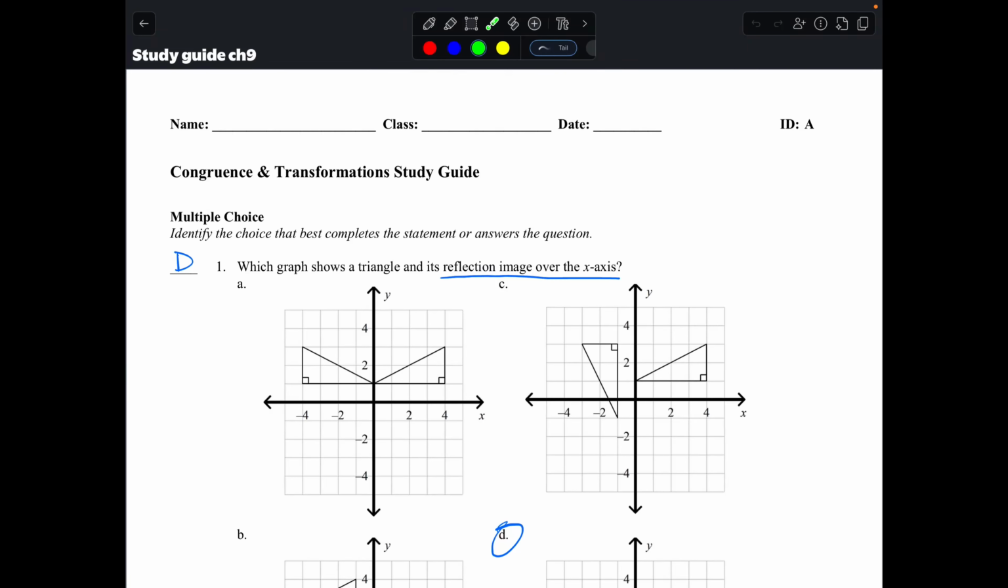How's it going, everybody? This video is going to be a walkthrough of the study guide for our Congruence and Transformations chapters 8 and 9. This video is meant for you to check your work, mainly for people who can't come to study hall.